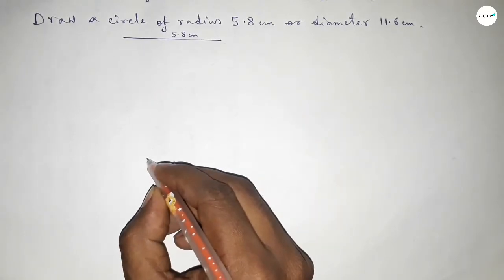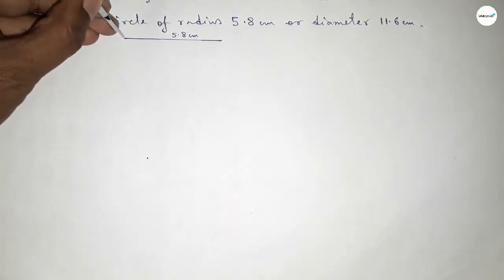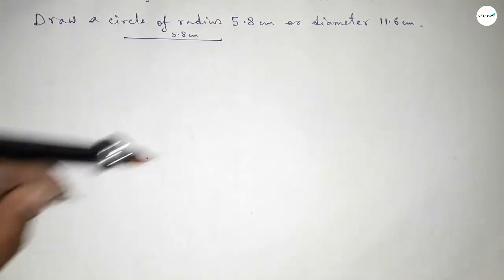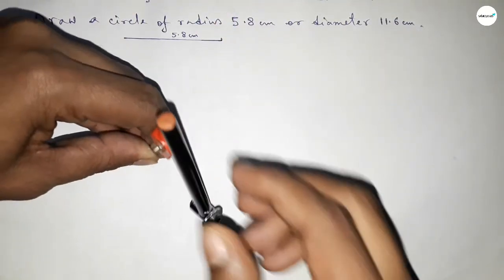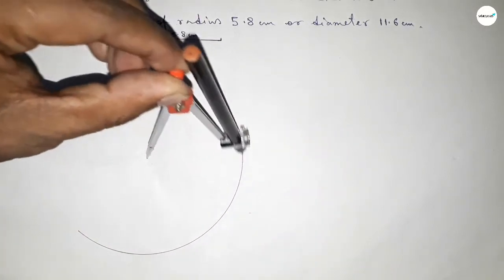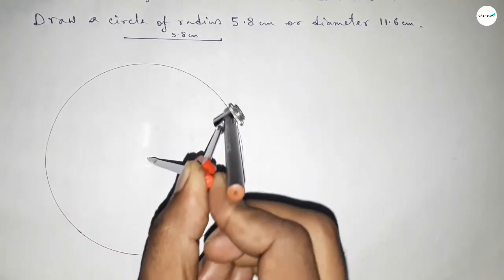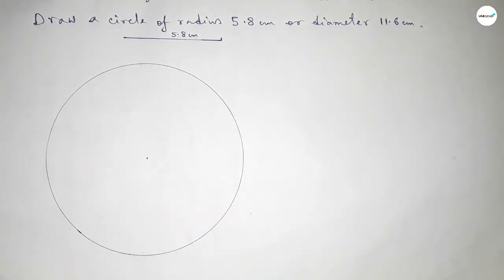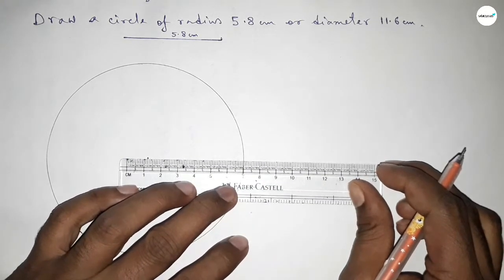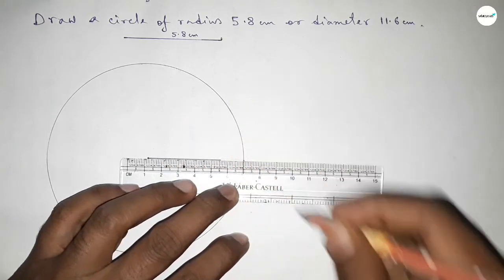Now taking here a point. Next, taking the length 5.8 centimeter by using a compass in this way and putting the compass on the point, now drawing here an arc in this way, which represents a circle with radius 5.8 centimeter. So now joining this, and this is the radius of the circle.